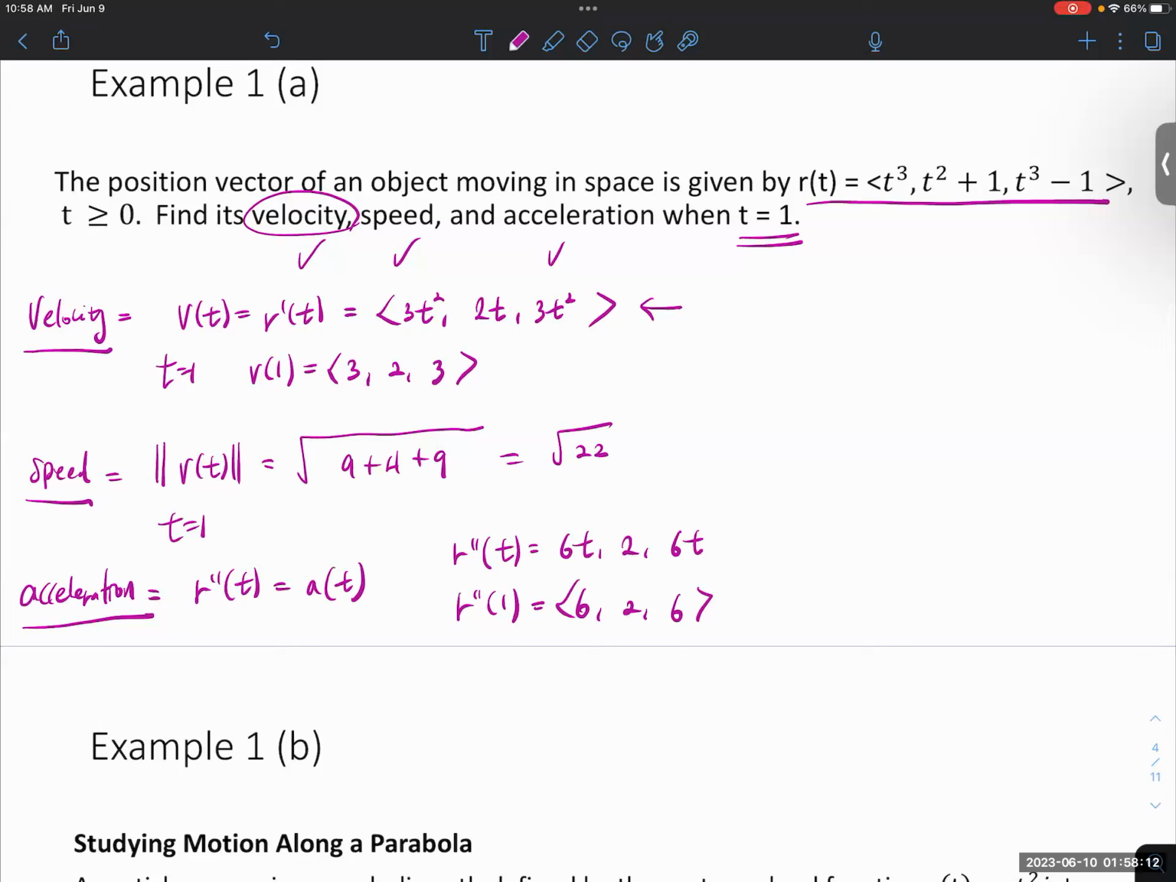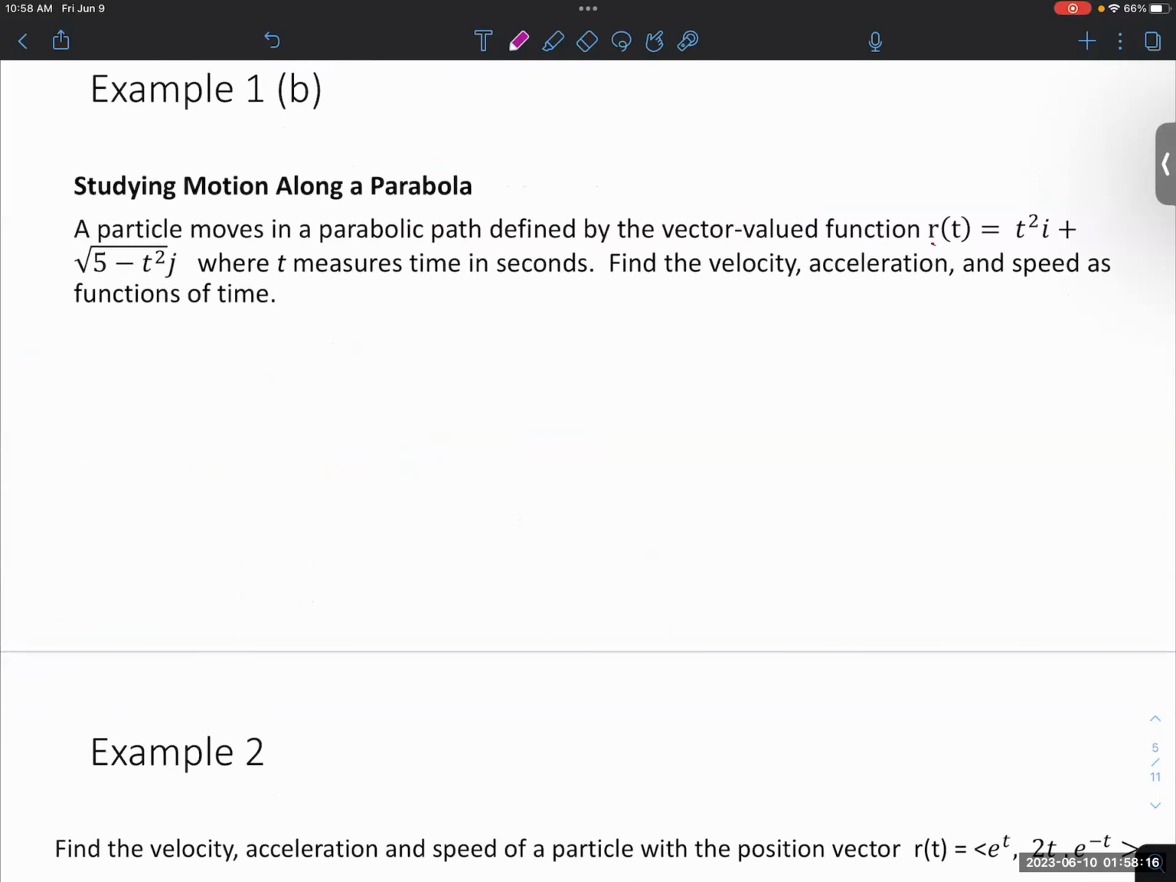Okay. All right, one more example. So that was a warming up. Same question, I'm giving you different functions. So this time, we have 2 components, but same thing. So I'm going to write it all vector: t squared, radical 5 minus t squared. In other words, this is t squared, 5 minus t squared to the half exponent. So that's why you can find r prime much easier.